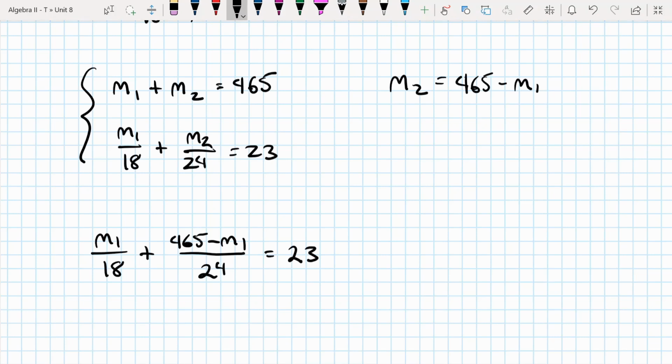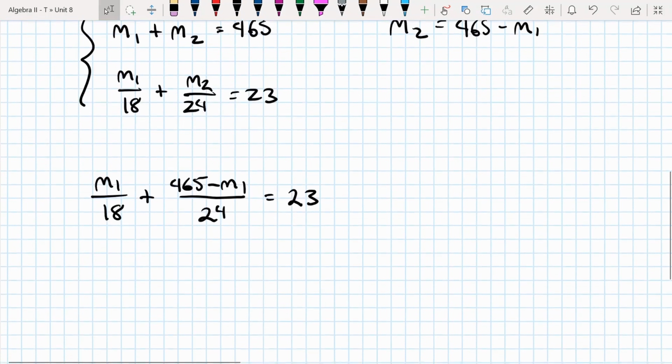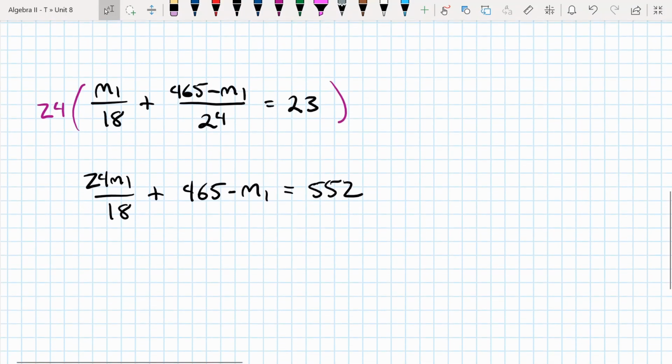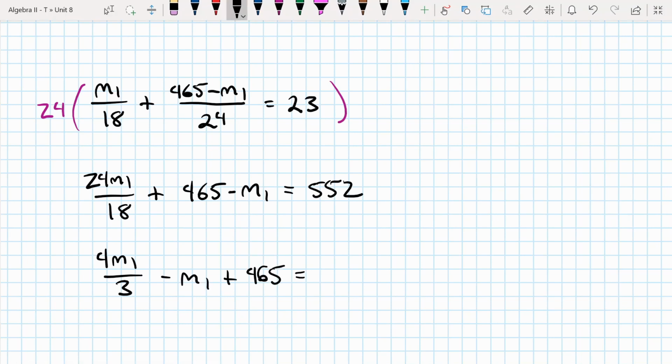Okay, to solve for m1, there's a few different ways we can approach this. I'm going to multiply the entire equation by 24. If we do that, we get 24 m1 over 18 plus, well, the 24s will cancel, 465 minus m1, and then 23 times 24 is 552. Well, this becomes 4m1 over 3. 24 over 18 is the same thing as 4/3. Minus m1 plus 465 equals 552.